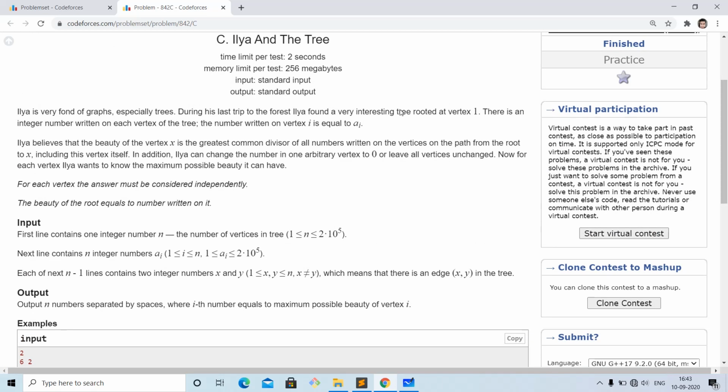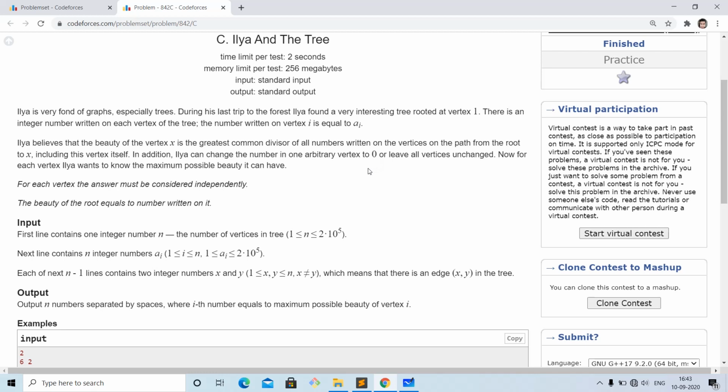What the problem is all about is that we are given a tree rooted at vertex 1, and there is an integer number written on each vertex of the tree. The number written on the vertex i is a_i. And also, what we have to find out for each vertex x is the greatest common divisor of all the numbers written on the vertices on the path from the root to x, the vertex itself. And also, we can change the number in any arbitrary vertex to 0.